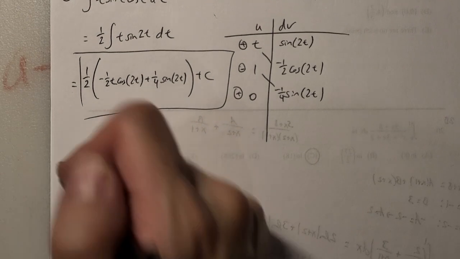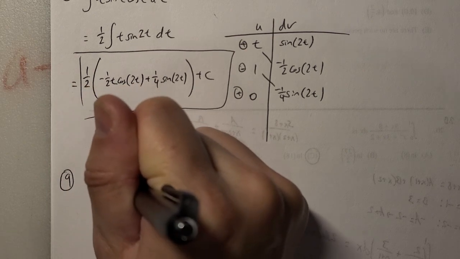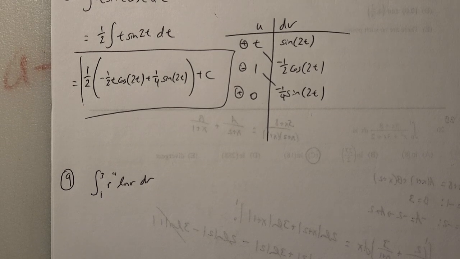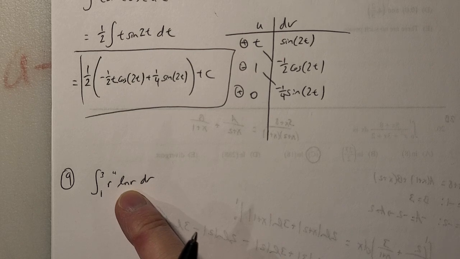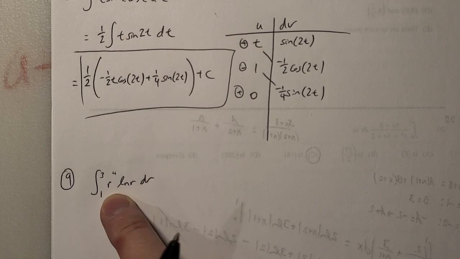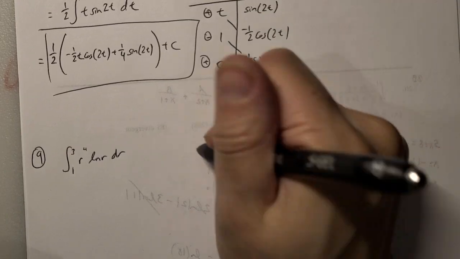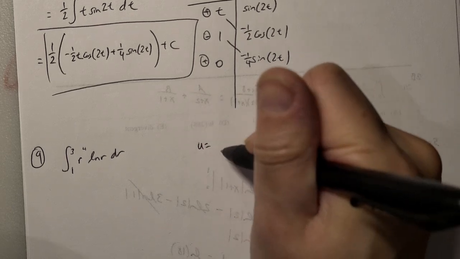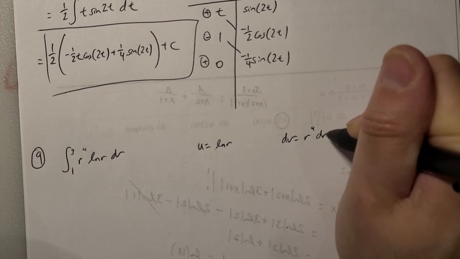Okay, number 9. Integral from 1 to 3, r to the 4th ln r dr. How do you solve this? When we have an integral of ln, hopefully you've seen this in lecture, we use integration by parts. And the other clue is we have a product of 2 things. Likely, we can use integration by parts to help us out. So let me do it the classic way. We have to choose u and dv. We let u be ln r, and dv would be r to the 4th dr.